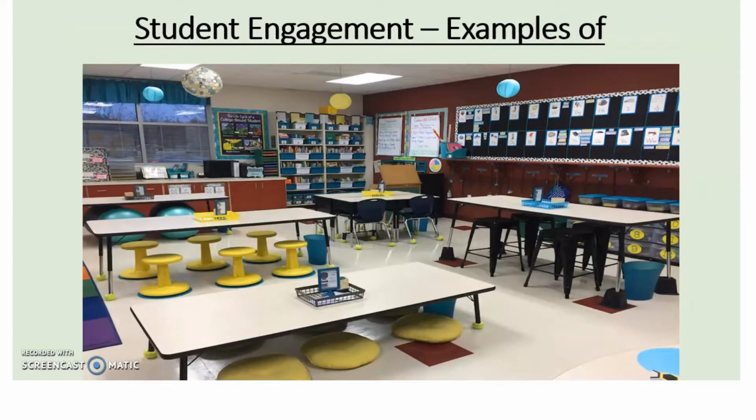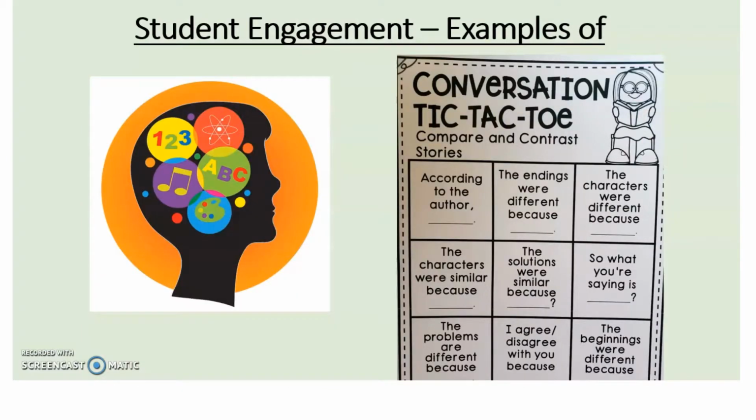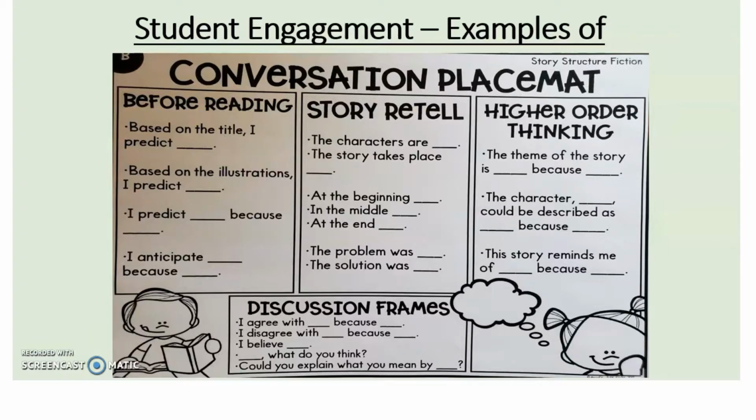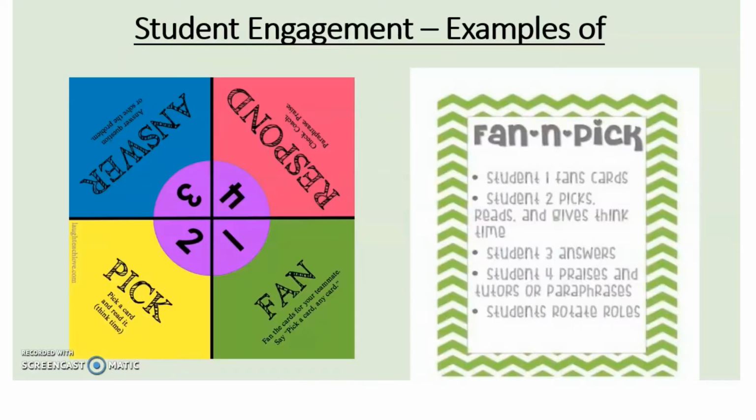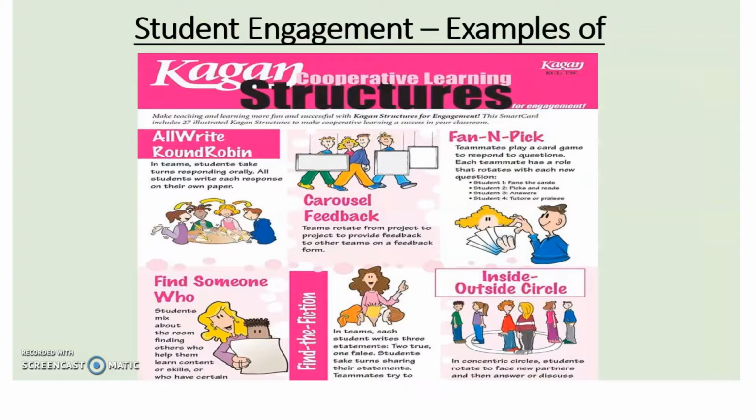There are many ways to engage students both behaviorally and cognitively. Some of these examples include flexible seating, activating students' prior knowledge, and providing structure for quality academic conversation through tools such as conversation placemats and tic-tac-toe that provide sentence frames for students. Fan and Pick is also a great tool to use for students to practice academic conversations. The use of Kagan cooperative learning structures have been shown to heighten student engagement as well.